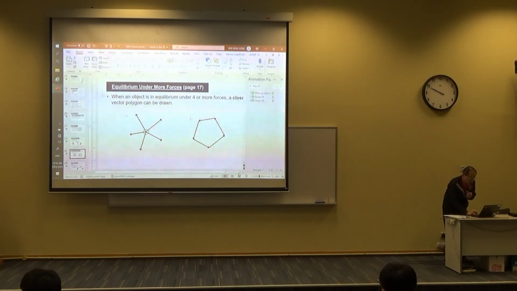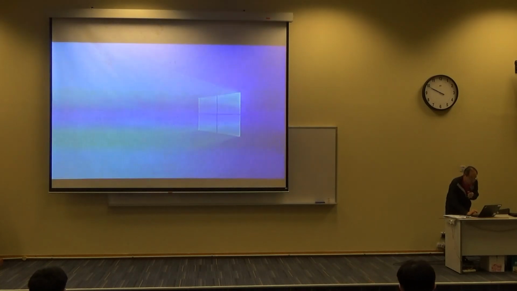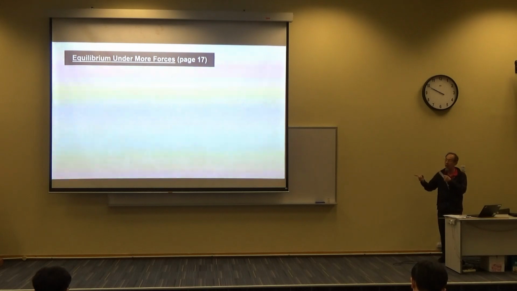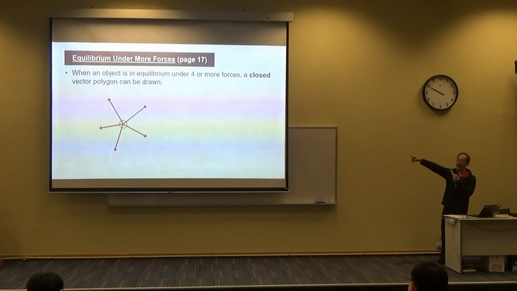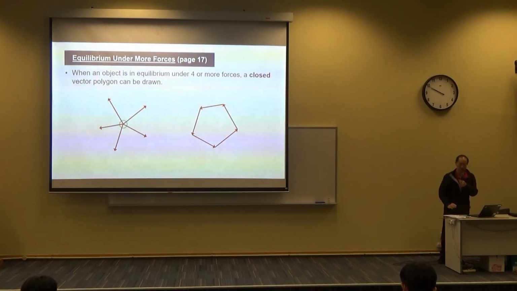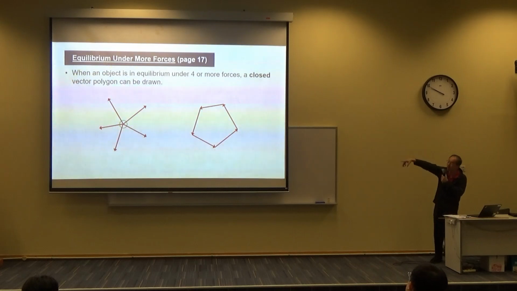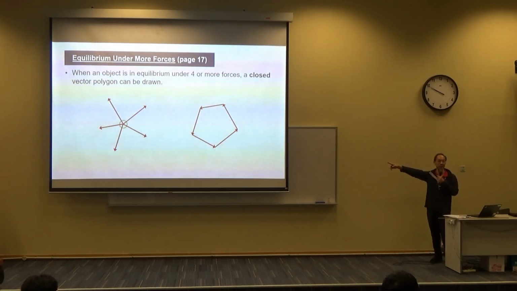Now let's continue. What happens when you have 4 or more forces? Then you will have a closed polygon. So in the example in your notes, because it's 5 forces, if you bother to draw this out, you can actually make a closed polygon.